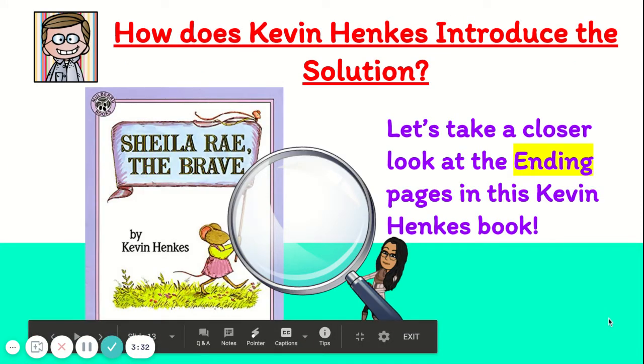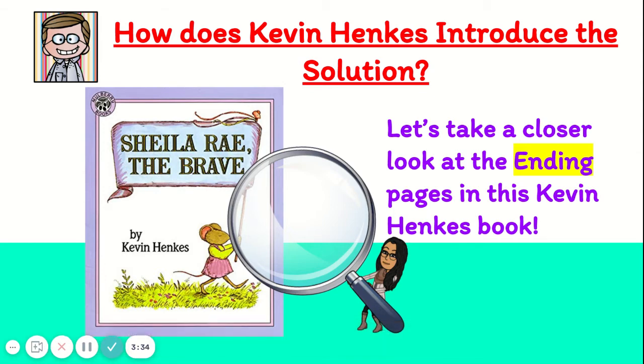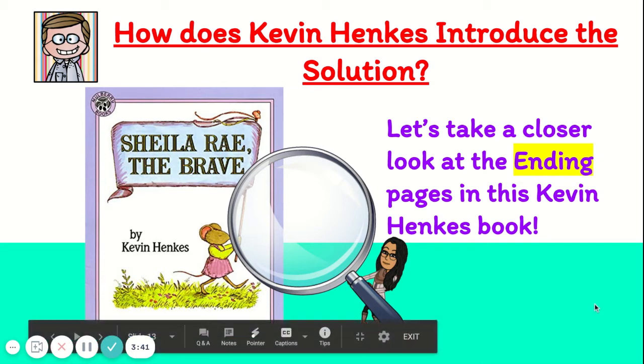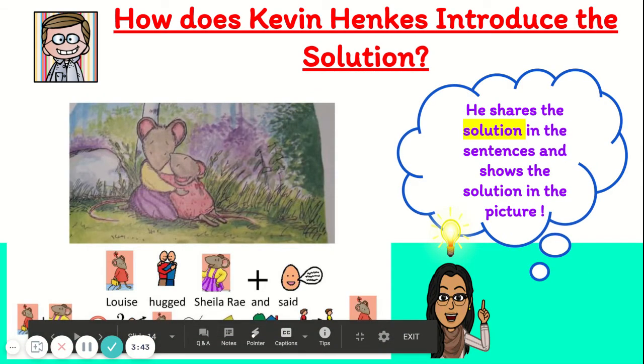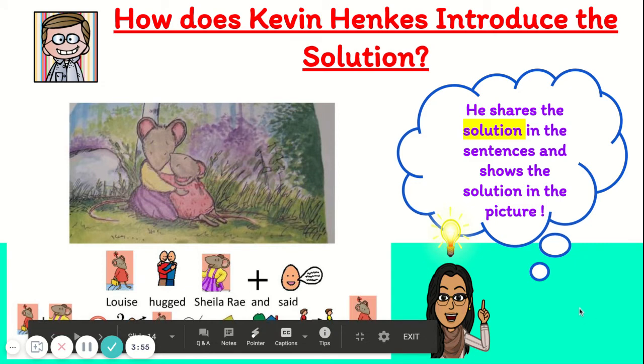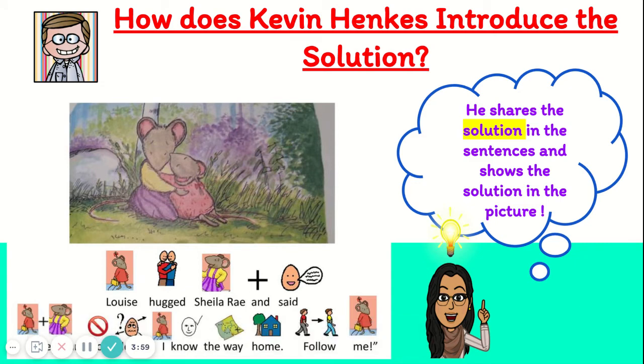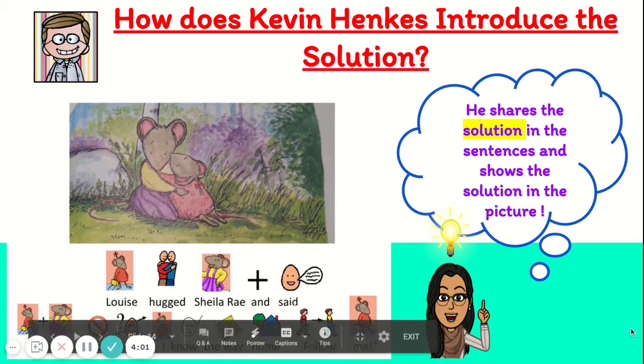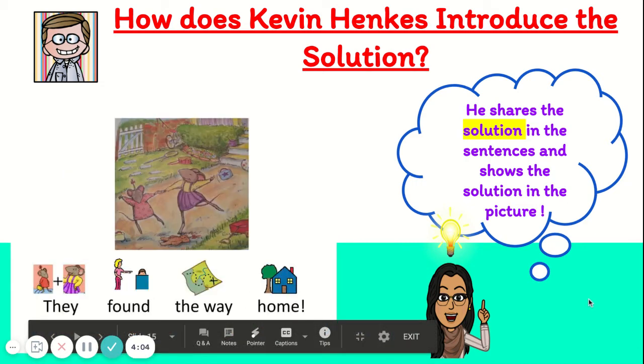Let's look closely at the ending of Sheila Ray the Brave and pay close attention to how Kevin Hanks introduces a solution in his story. He shares a solution in the sentences and shows a solution in the picture. Louise hugged Sheila Ray and said, "I know the way home." So Kevin Hanks showed Louise hugging Sheila Ray and telling her everything's going to be okay. At the end, they found the way home.